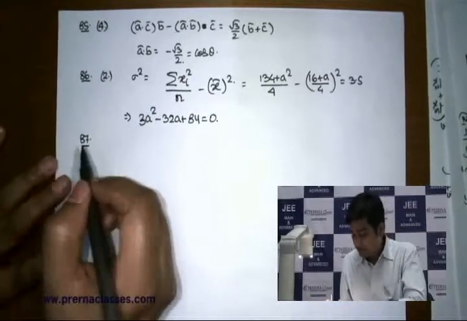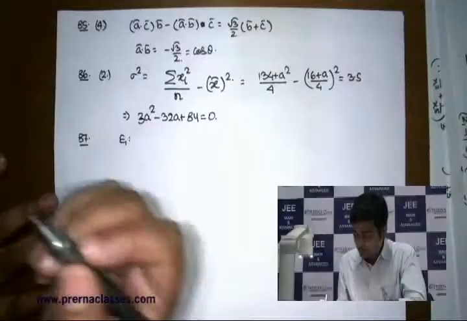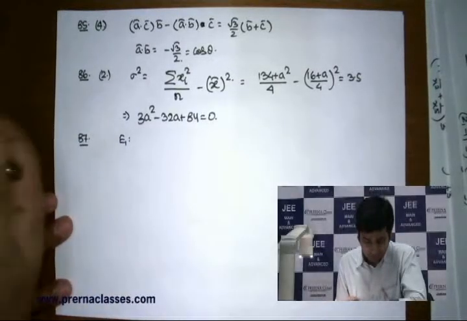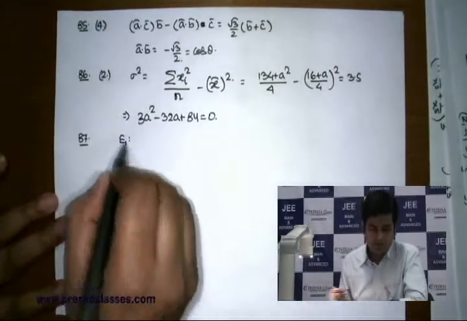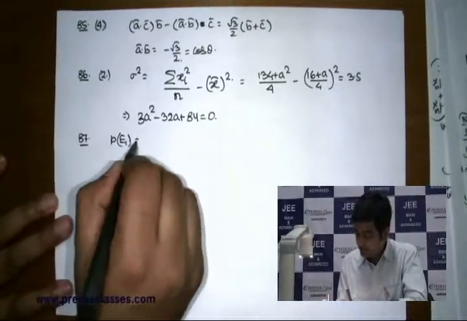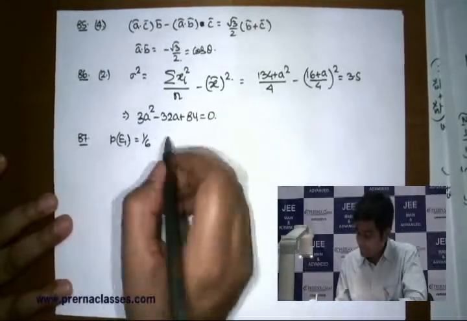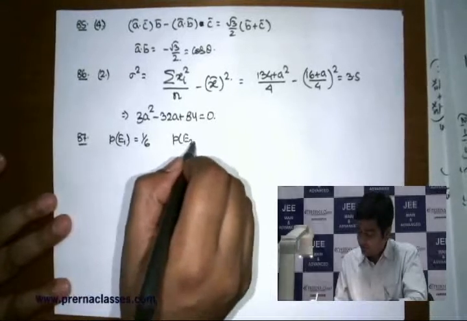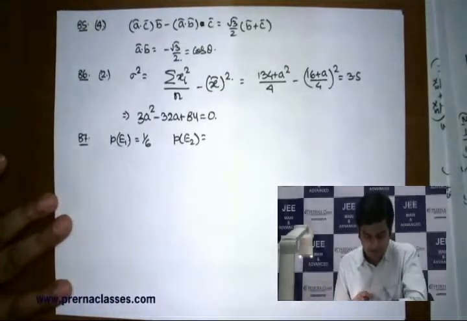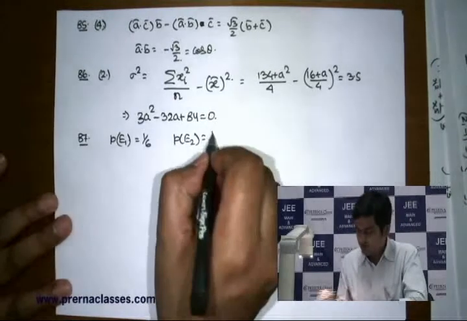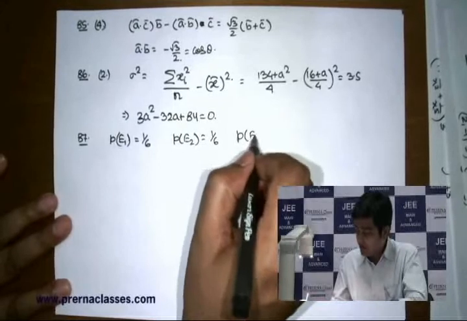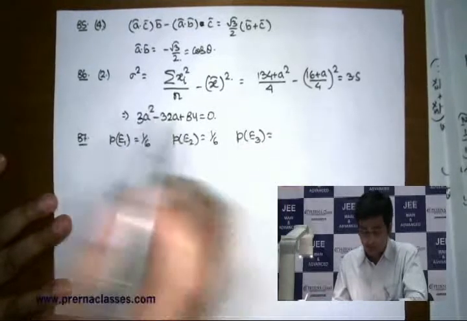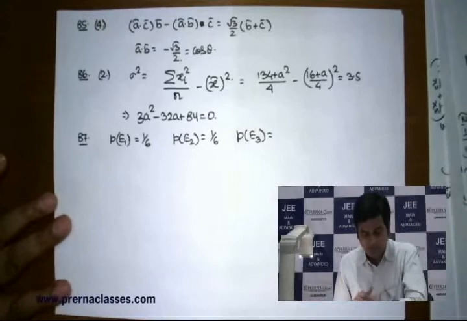As far as problem 87 is concerned, it's related to probability. They have defined 3 different events. E1 is the event when the die shows 4. The probability for that case, clearly you can check, is 1 by 6 on a particular die. Probability of the second event, that is E2, is related to die B showing a number 2, which is again 1 by 6.